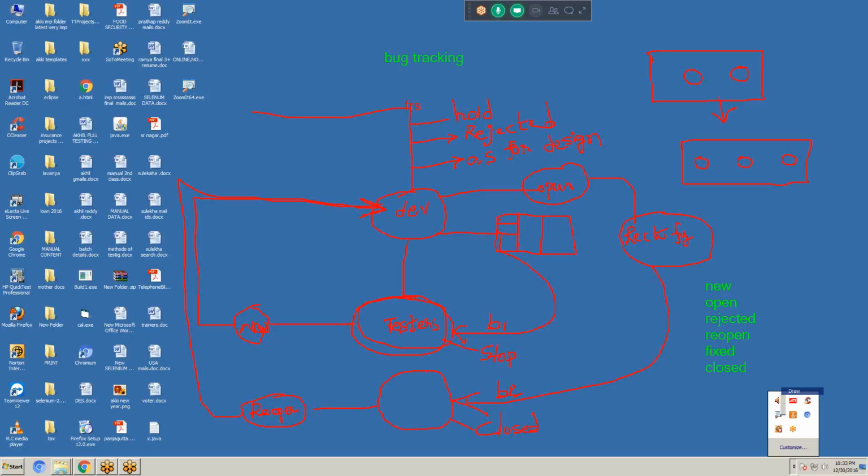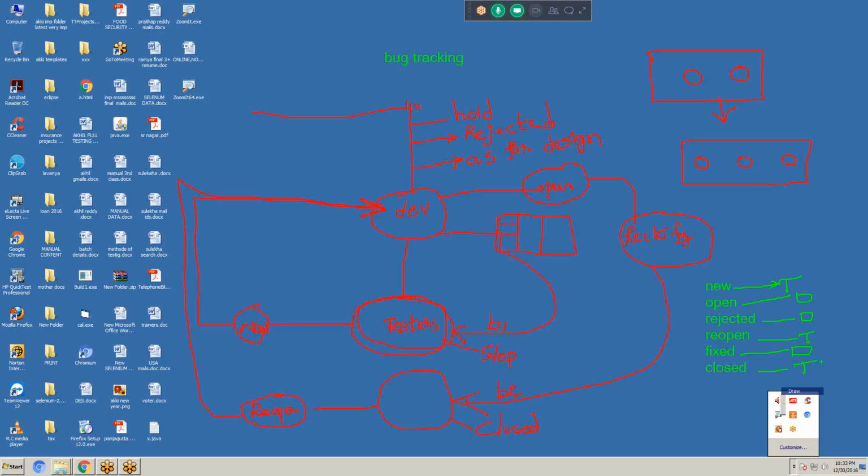What about stop? Stop. New status is given by the tester. Open status is given by developers. Rejected is given by developers. Reopen is given by testers. Fixed is given by developers. Closed status is given by testers. So we have six statuses. There is no status for stop. Stop, that is not a status.